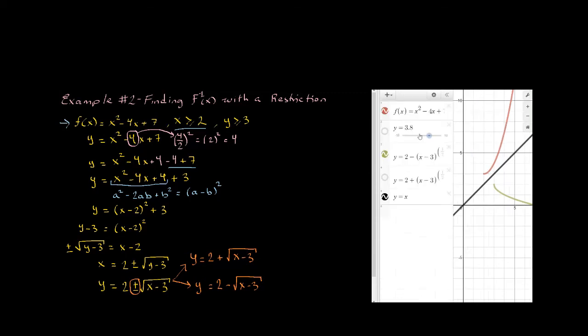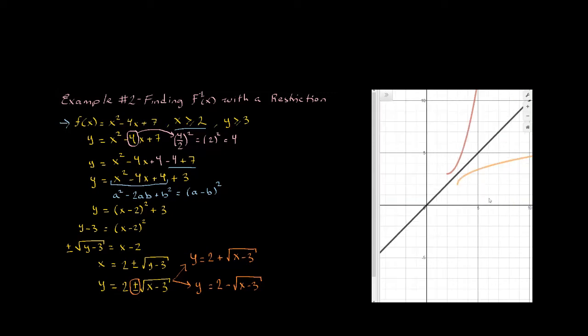So I'm going to plot the other one, the positive one, and we can see from the graph it is pretty evident, I believe, that the orange one is the inverse of the original f of x. So we can say that this statement, 2 plus the square root of x minus 3, is the inverse of f of x.